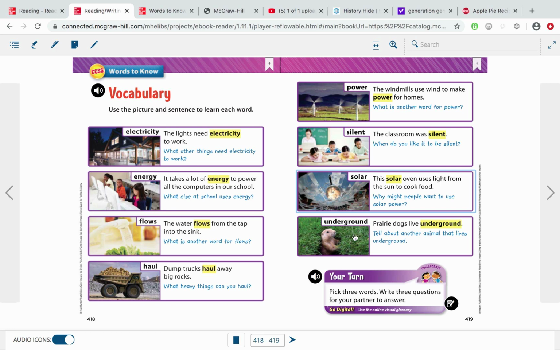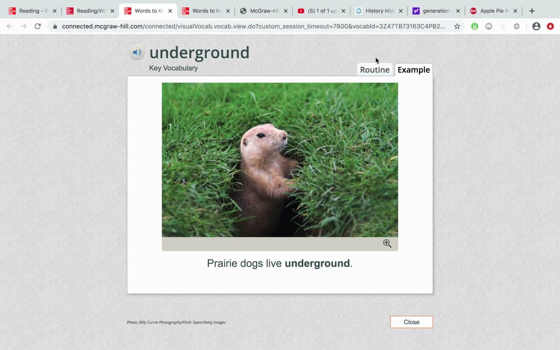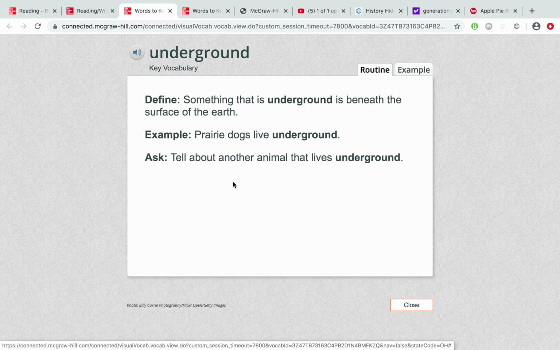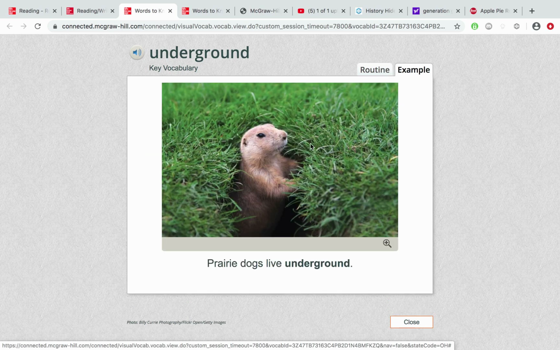All right, and here's the last word. It's a compound word. I see the word under, and I see the word ground. Ground. It's underground. Prairie dogs live underground. We read that story about prairie dogs and how they were watchdogs. Something that is underground is beneath the surface of the earth. All right. You can see how cute he is.